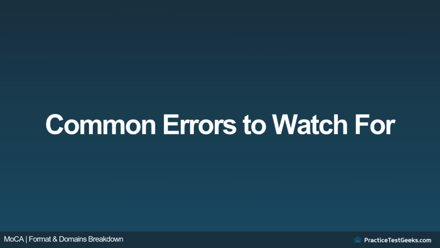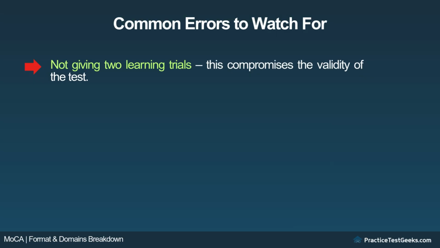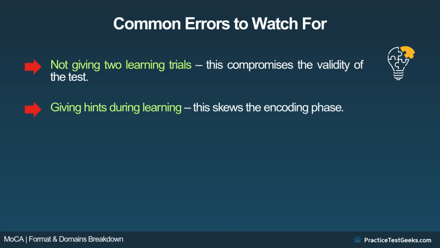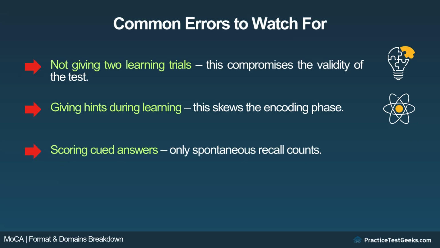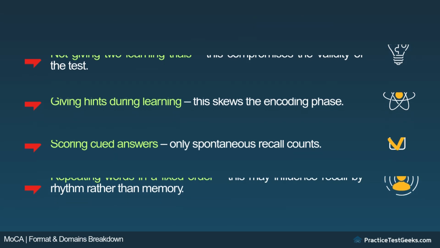Common errors to watch for: not giving 2 learning trials. This compromises the validity of the test. Giving hints during learning. This skews the encoding phase. Scoring cued answers. Only spontaneous recall counts. Repeating words in a fixed order. This may influence recall by rhythm rather than memory.